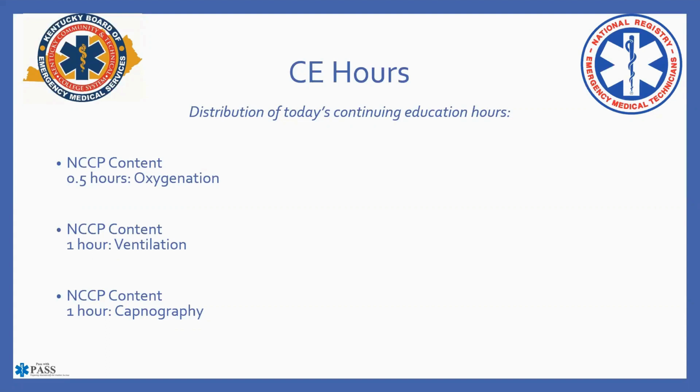So for instance, with oxygenation, the true requirement is a half an hour in that content area. But if you've already got a half hour of oxygenation and met the requirement after today's lecture, then essentially you would be a half hour over, in which case you could use those hours for the individual or local content as well. So the 3 different breakdowns for today: the NCCP content, a half hour of oxygenation. The second portion is 1 hour in ventilation, again, following the NCCP content. And then the third hour is going to be 1 hour of capnography, not necessarily in that order.